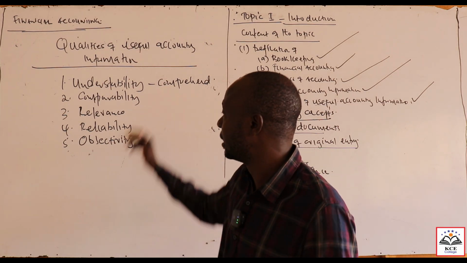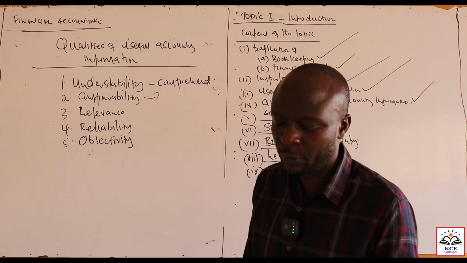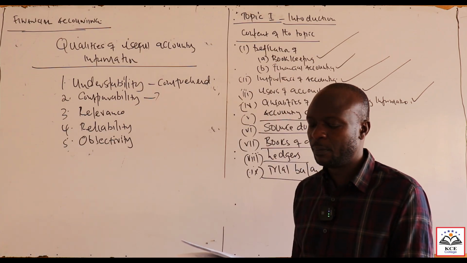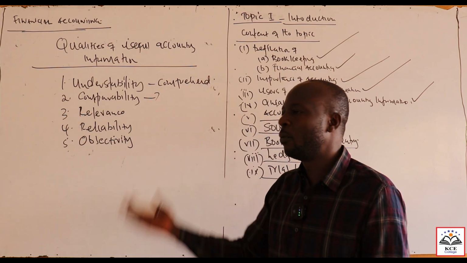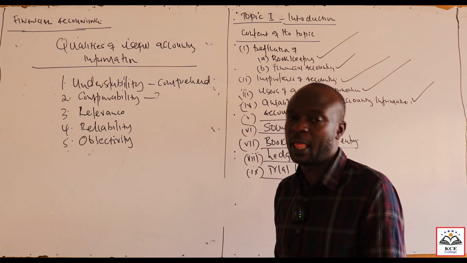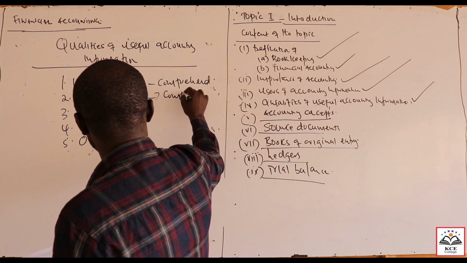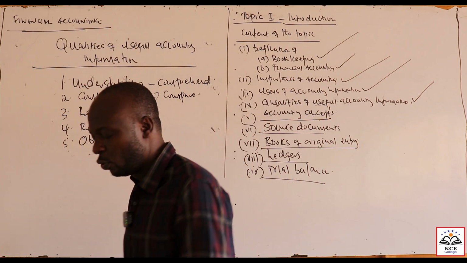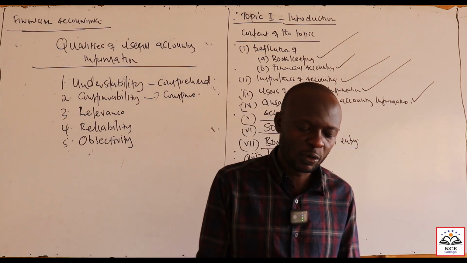Then comparability. Comparability means that in the process of evaluating financial information between two periods, can you put them into perspective from one period to another? Are you able to compare? In other words, they should provide for you, the user, the ability to compare from one financial period to another.